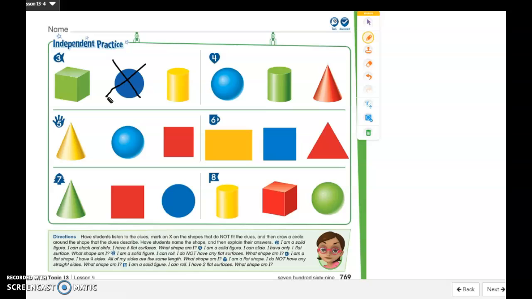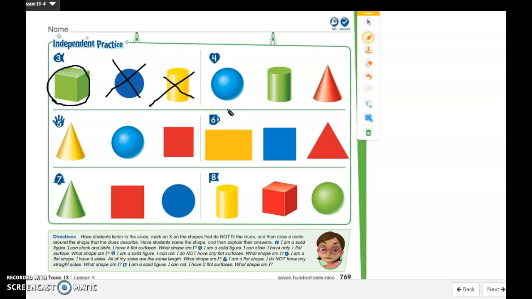Let me go back. I can stack and slide. Yeah, he can. I have 6 flat surfaces. Oh, he doesn't have 6 flat surfaces. He only has the top and bottom, 1 and 2. So it must be my cube.